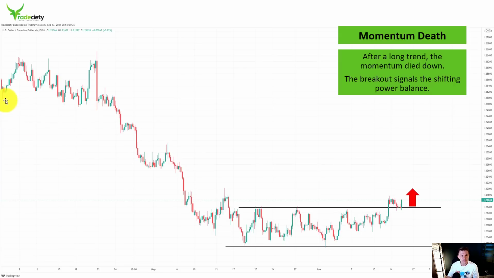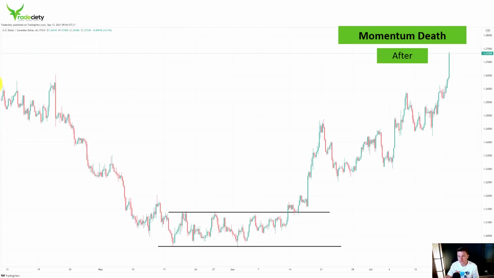So I would really recommend that you start paying attention to retests and see that they are quite common, and then you can implement that in your trading plan. And you can see after the retest, this is what happens. The market started a huge uptrend, and it all started here with this transition.